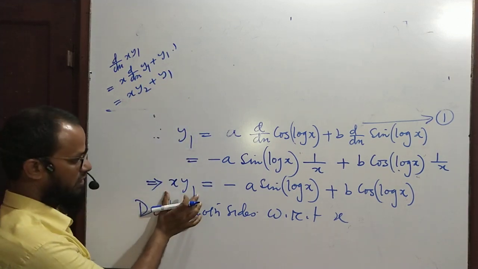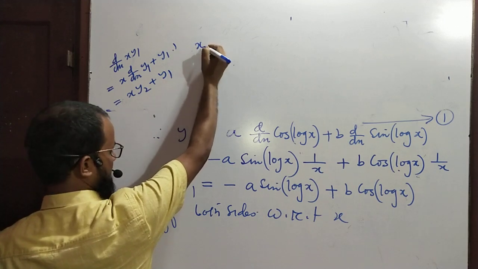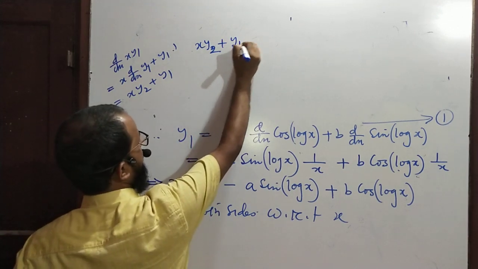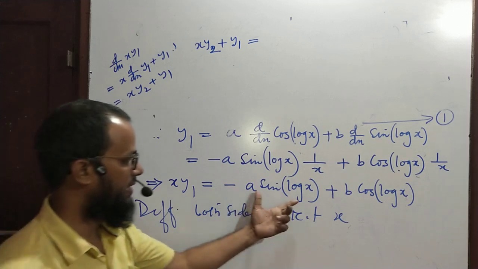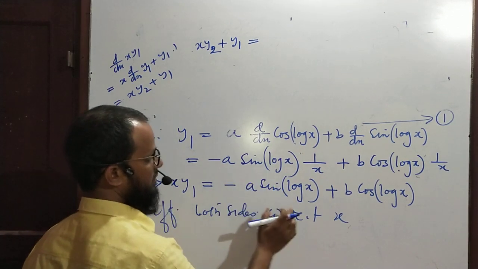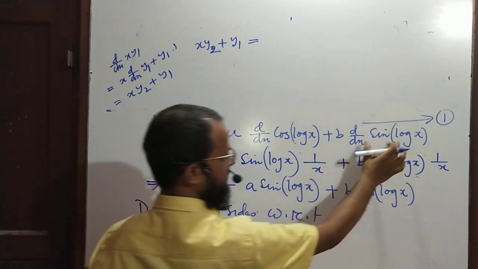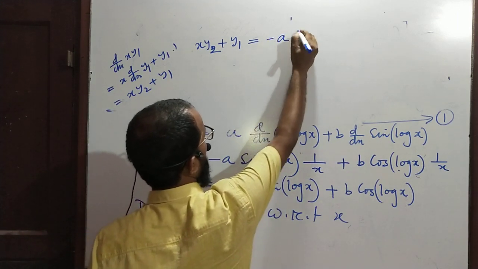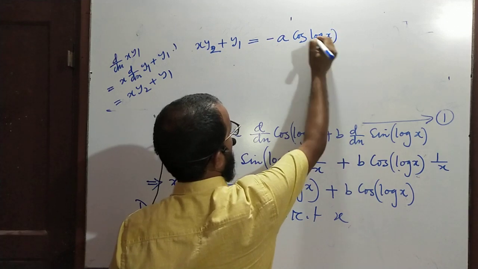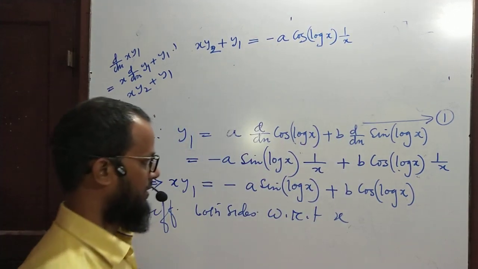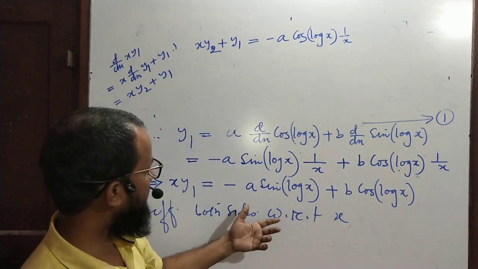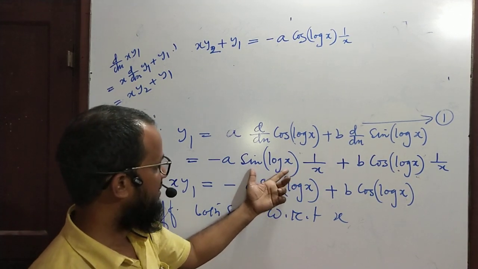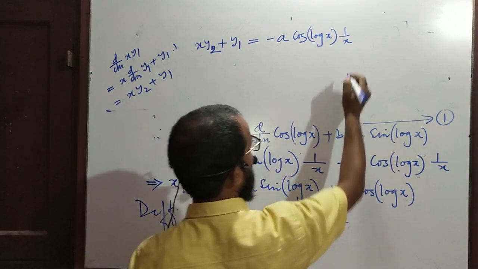So differentiating both sides, we get x y2 plus y1 is equal to. Now the right hand side, again derivative. d/dx of sin log x is cos log x into 1 by x. Minus a into cos log x into 1 by x. And derivative of cos log x is minus sin log x, so the minus comes in the plus term.